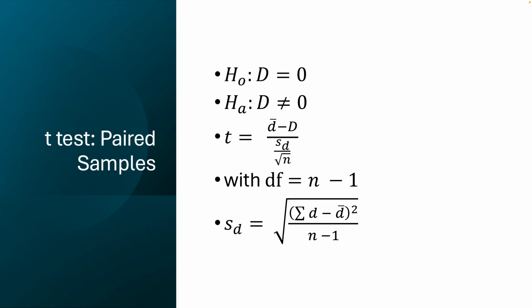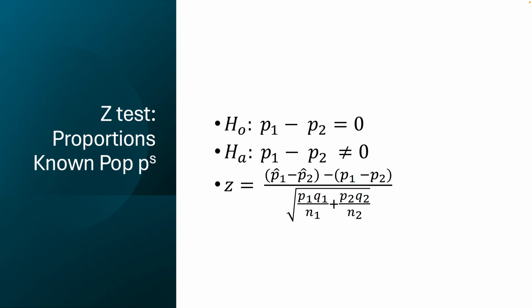Let's talk about comparing the proportions. In that case, we have a hypothesis which is looking at the difference between the two populations, whether they are same or different. Again, we have two different scenarios here. First, that we know the population proportions. When we know the population proportions, we use the Z formula given by this formula.